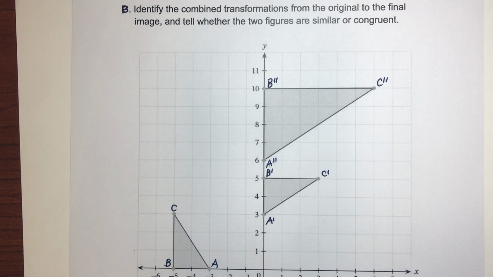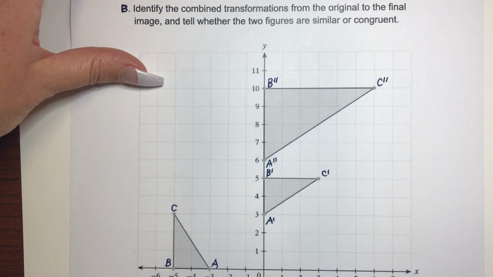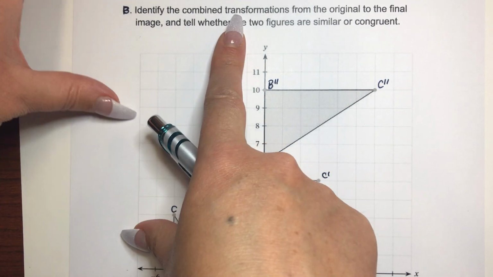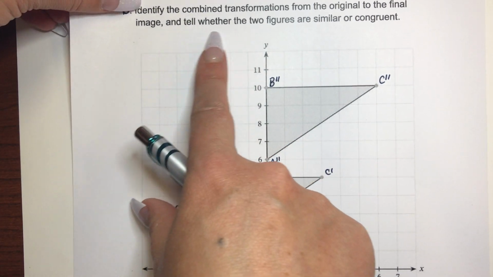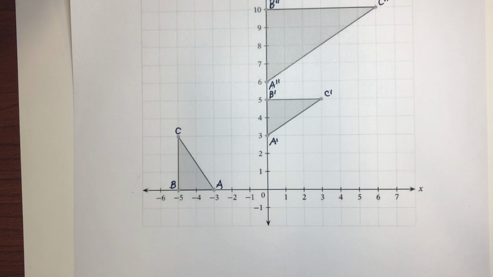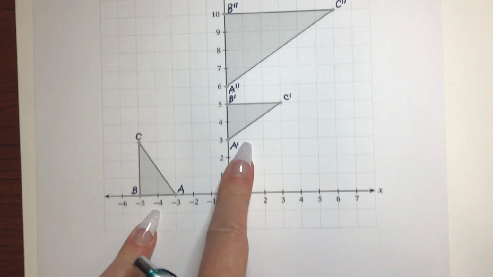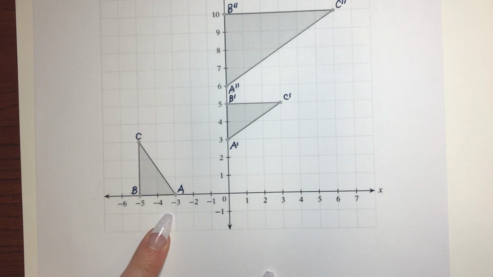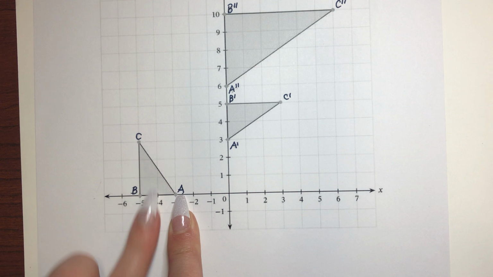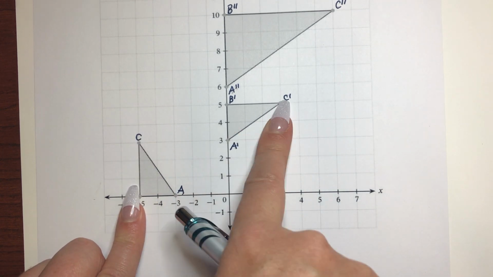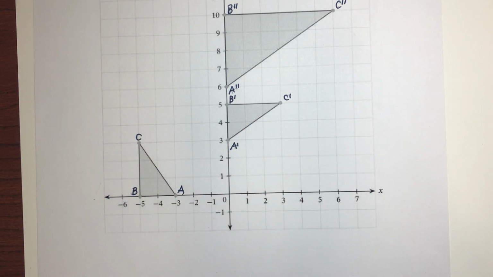So, all right, I'm going to move this up. So the directions: identify the combined transformations from the original to the final image and tell whether the two figures are similar or congruent. Okie doke. So we start here and we go here. If you look here, this is pointing up, right? And now it's pointing to the right. So this definitely looks like a rotation, right? It's just in a different orientation than right here.